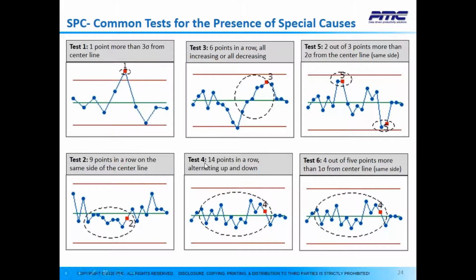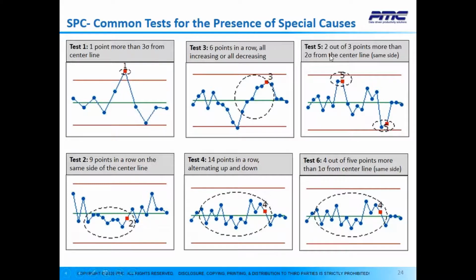Test 4, 14 points in a row, alternating up and down, up and down. So what does that mean? Again, for randomness, you would expect data points all over the place. But if you look here, the trend is that we have a data point going down, going up, down, up, down, up, down, up, down. When that happens 14 times in a row, that means there's a special cause that, again, we need to investigate and find out what's happening there.